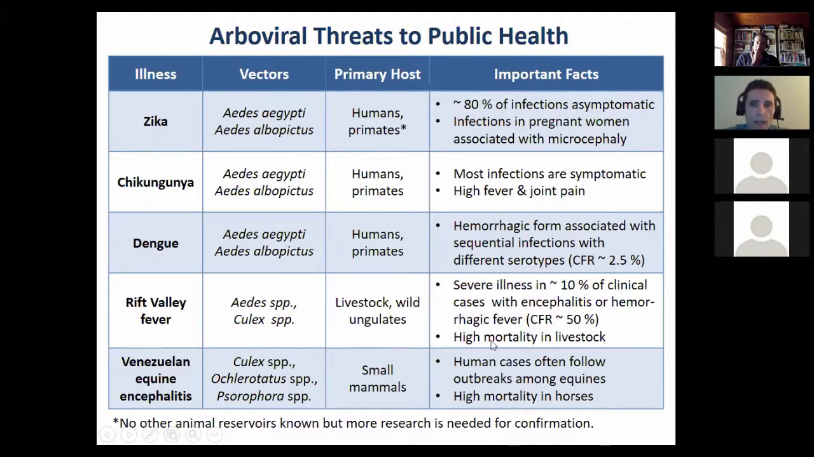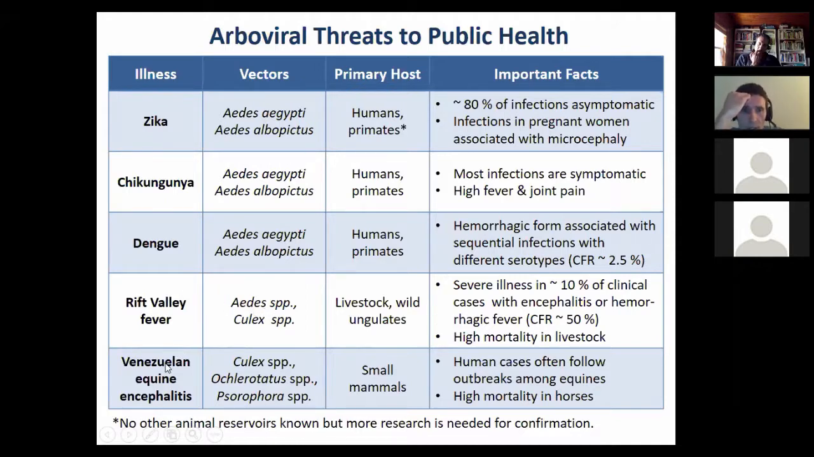It has a high case fatality rate, high mortality in livestock, and it does have a wild animal host, and it can be transmitted by multiple mosquito species. So this one has all the hallmarks of things you don't want introduced into your country. It is being watched pretty intently, and there are lots of restrictions on even doing research on this virus in our country.